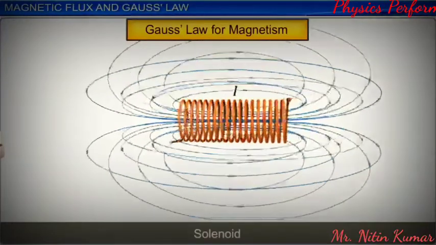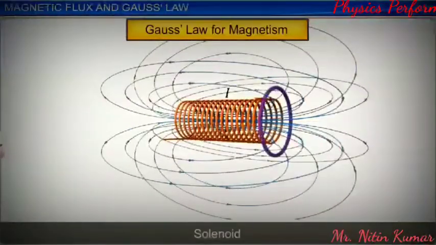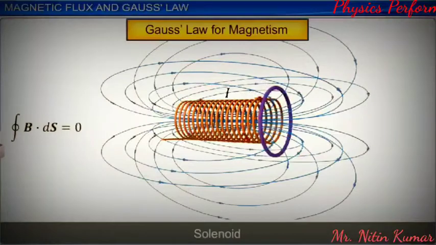Let's consider a closed surface around one face of the solenoid. Then, the number of magnetic field lines going out of the closed surface is equal to the number of magnetic field lines coming into the closed surface. Thus, the net magnetic flux enclosed by the closed surface is equal to 0.